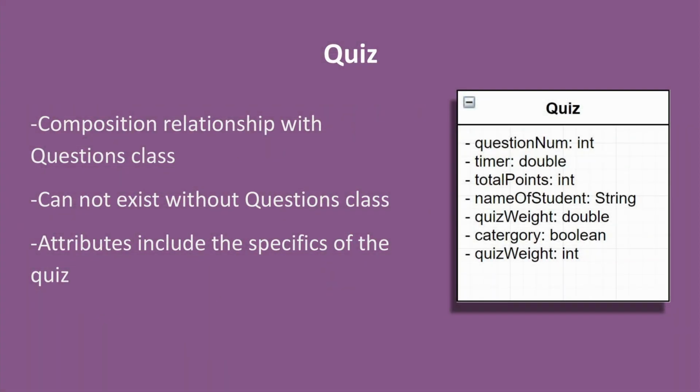Our final class in both our UML diagrams is the quiz class. The quiz class is quite interesting as it has a composition relationship with the questions class. The question class makes up the quiz class. This quiz class could not exist without questions, since the purpose of a quiz is to be multiple questions. Attributes in the quiz class, such as question num, cannot exist without the questions class. This is why we decided that there is a composition relationship between the quiz and questions class.